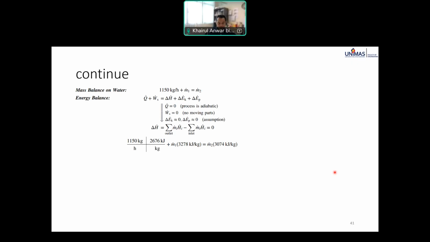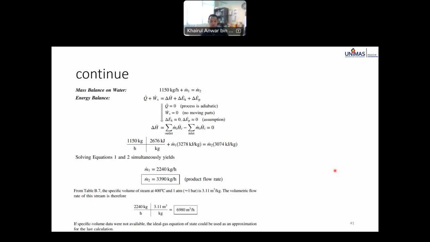Then the final term is delta H equal to delta H equal to M2H2 minus M1H1, that is equation 7.4-14e. So this equation is equal to 0 because Q is 0. So all of the terms are 0 except for delta H.